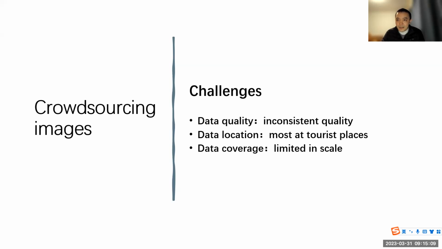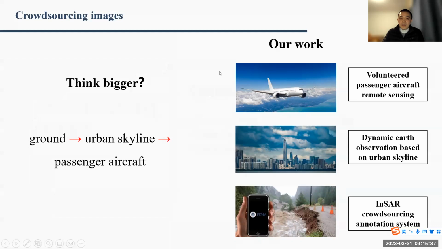And the last one is that most crowdsourcing images, as defined today, are images taken on the ground. For this kind of image, the view is limited, and the information contained in the image is also limited, so we cannot get very useful information from them. So in our work, we want to extend this definition a little larger. Maybe we can think bigger: crowdsourcing images need not be limited to the ground, because nowadays it is quite easy for ordinary people to reach a much higher place like the urban skyline.